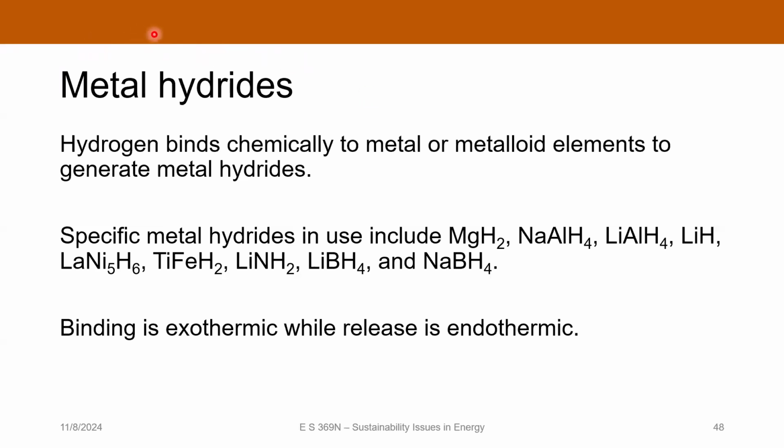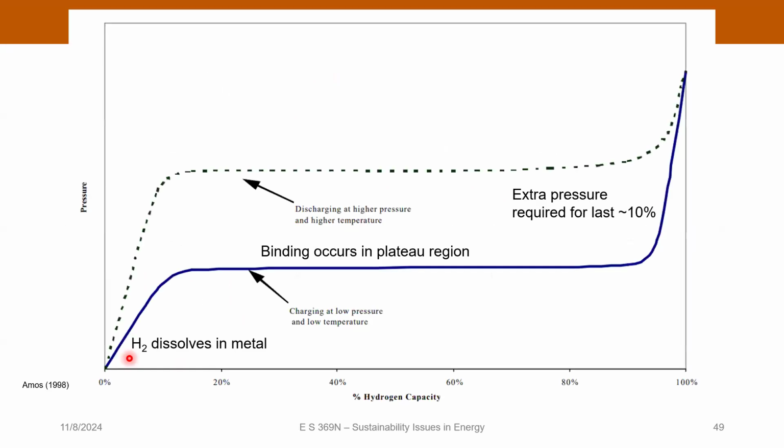Okay, metal hydrides are another way of doing this. These are compounds of metals that the hydrogen actually bonds to, and there's a bunch of them. Lithium, magnesium, sodium, lanthanum and titanium are kind of the most common metals or metalloids involved in metal hydrides. So you can transport the hydrogen as a metal hydride and then take it apart when you get to the place that you're going. The binding step is exothermic, so it releases heat, and then it requires heat input to release it. And typically the way it works here is you will mix the hydrogen and the metal together. The hydrogen will dissolve into the metal and then bind.